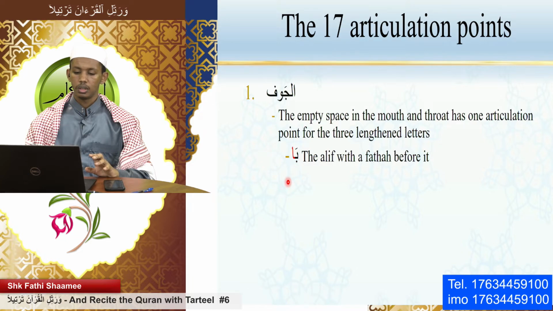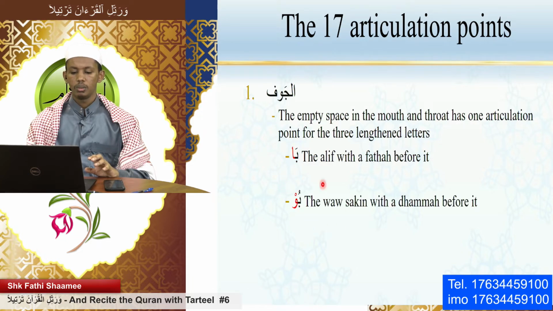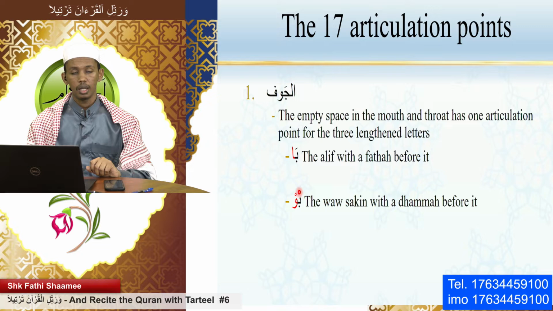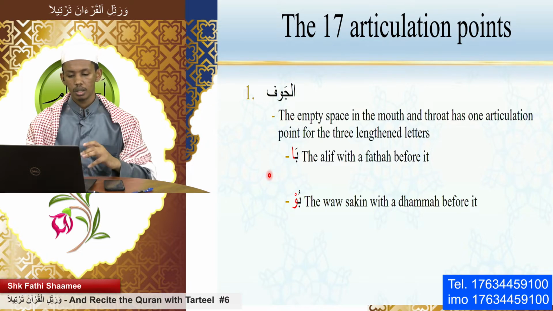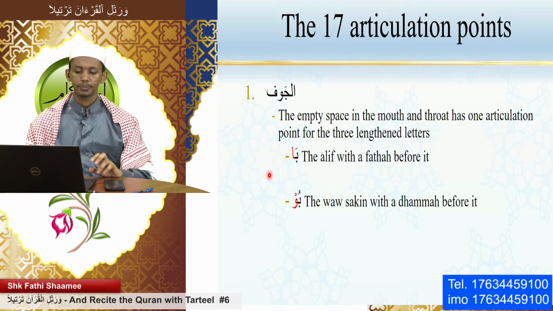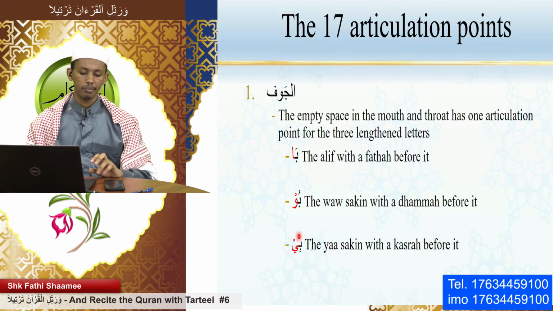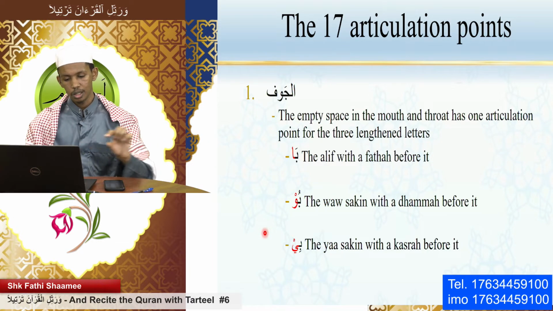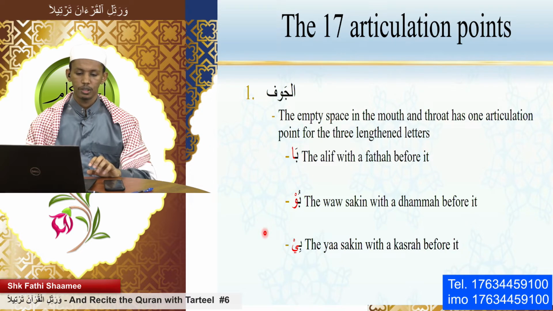the mouth. And then the waw sakin, so the 3 lengthened letters, the alif, the waw, and the ya. So the waw sakin, when it has a dhamma before it, its articulation point is al-jawf. So when I say boo, that elongation there is from al-jawf. And the ya sakin with a kasra before it, its articulation point is al-jawf. So when I say bi, that elongation is from al-jawf.